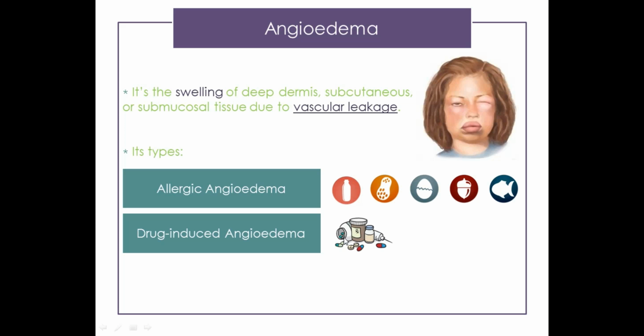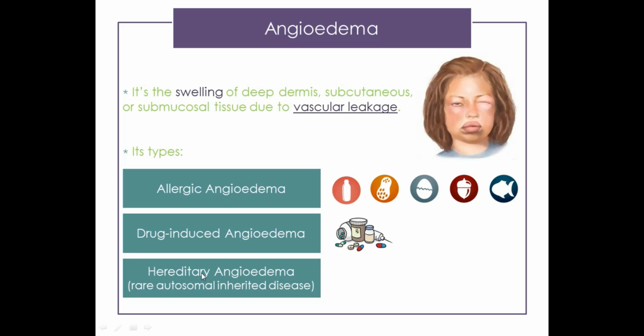So when the patient is allergic to the drug, it will be allergic angioedema. But if the drug causes these manifestations, or it causes the angioedema because of its action, then it's called drug-induced angioedema. We have also hereditary angioedema, and it's one of the rare autosomal inherited diseases.